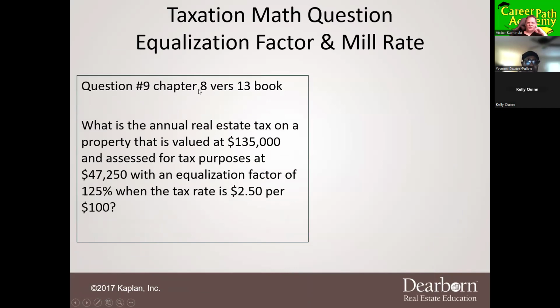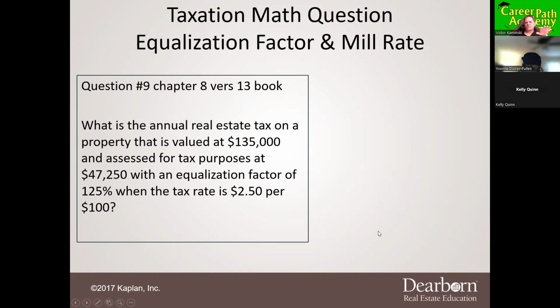Here's question 9 from the 13th version of this book. I don't think you got this question in your book. It says, what is the annual real estate tax on a property that's valued at $135,000 and assessed for tax purposes at $47,250 with an equalization factor of 125% when the tax rate is $250 per $100?